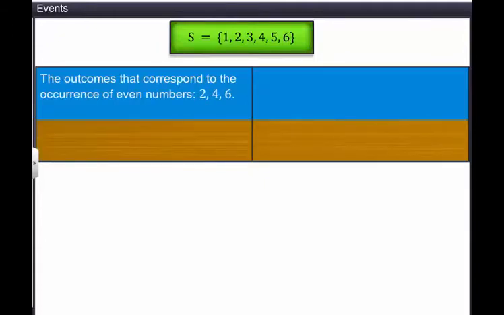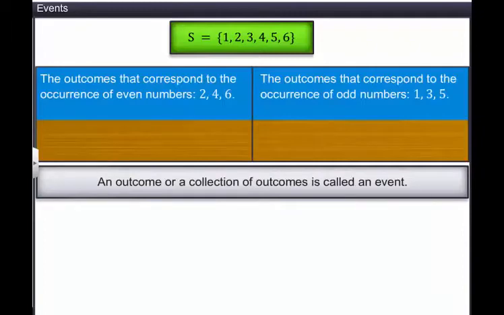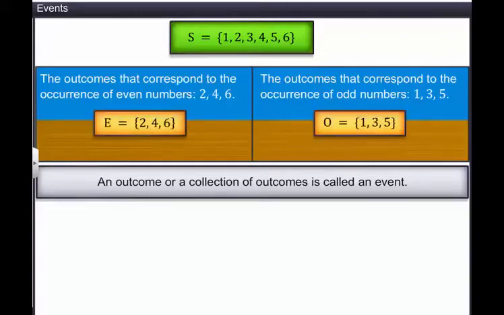Similarly, the outcomes that correspond to the occurrence of odd numbers are 1, 3, and 5. Such outcomes are called events. Therefore, an outcome or a collection of outcomes is called an event. Let's denote the events by E and O. Here, we notice that sets E and O are the subsets of set S.